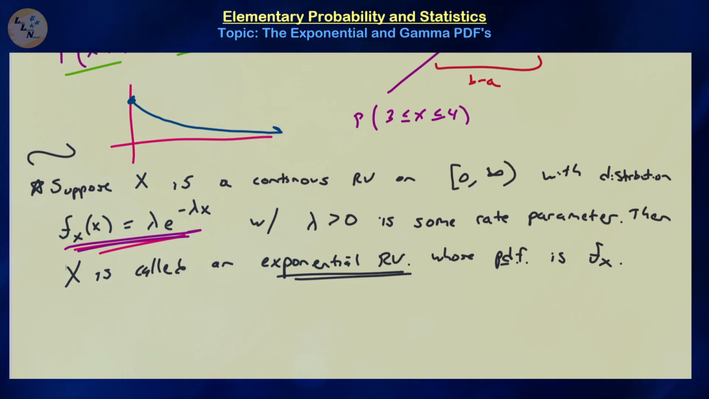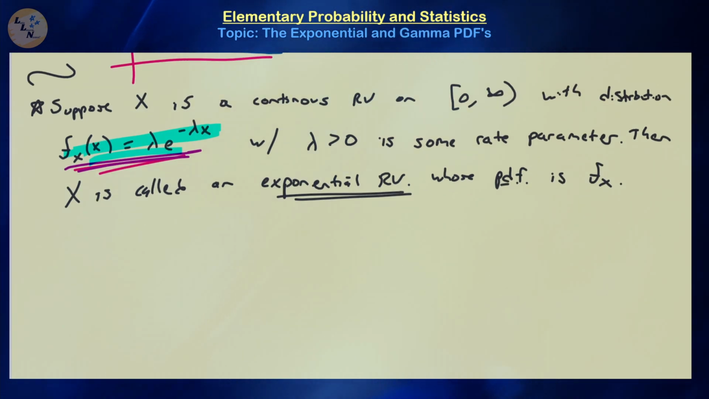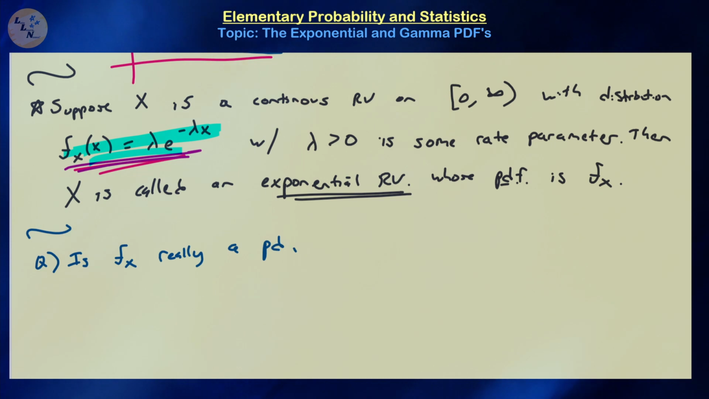So a couple things that we should be able to ask ourselves. First off, is this a probability density function? I haven't really told you what lambda represents, and we'll get to it eventually, but regardless of what lambda is, is this really always a probability density function? That's the very first question that we need to answer. So is f_X really a probability density function?